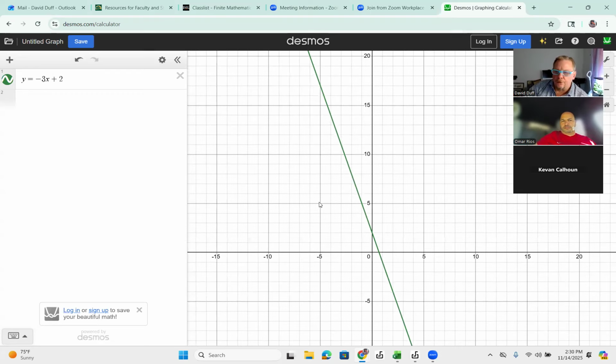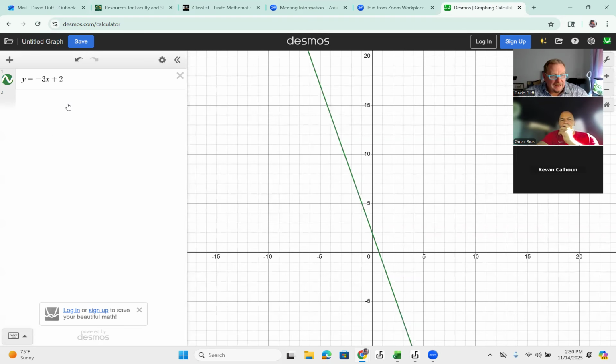The reason that we graph is because there's an infinite number of solutions. There's an infinite number of ordered pairs, an infinite number of x and y values that serve as a solution to this equation. If I throw a 0 in here for x, I'd get a 2 for y. If I throw a 1 in here for x, I'd get a negative 1 for y. So the graph is a picture of all those solutions. That's why we graph. It's a picture of all the solutions.